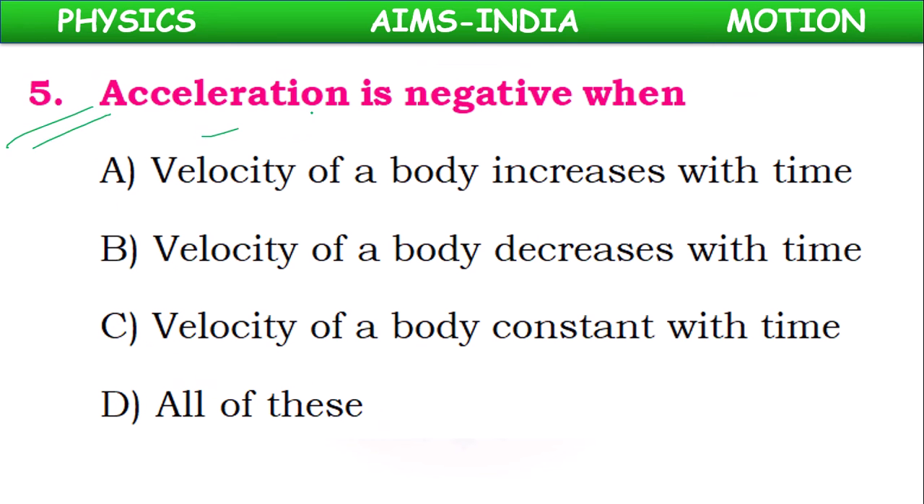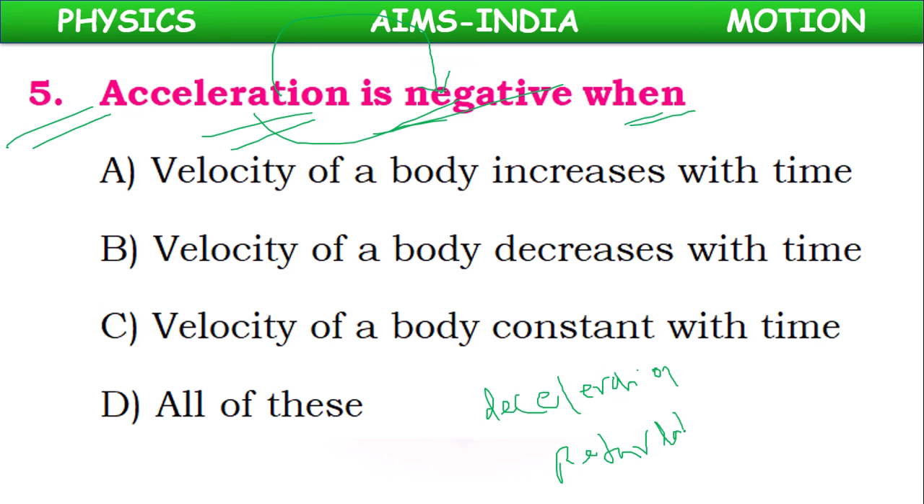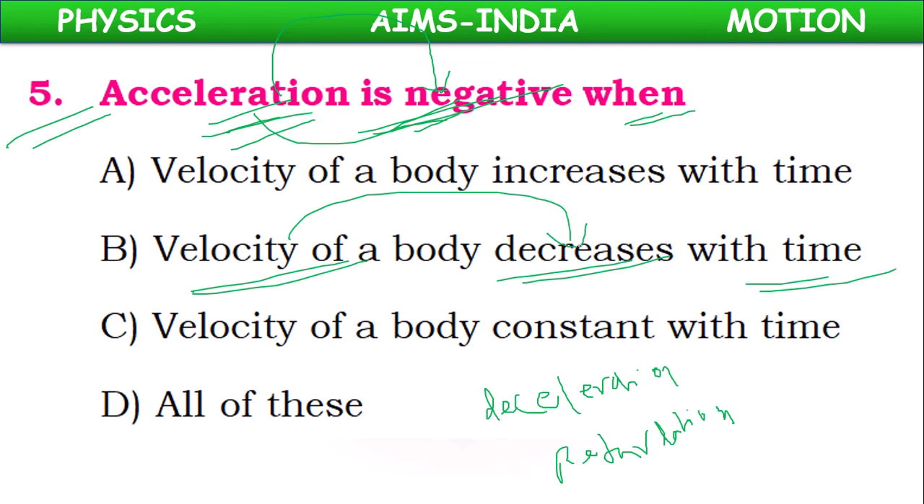Next, 5th question. Acceleration is negative when? Acceleration being negative is also called deceleration, or another name, retardation. This acceleration will be negative when the velocity of a body decreases with time. When the velocity decreases, at that time we can denote acceleration with a negative sign. So option B is correct.